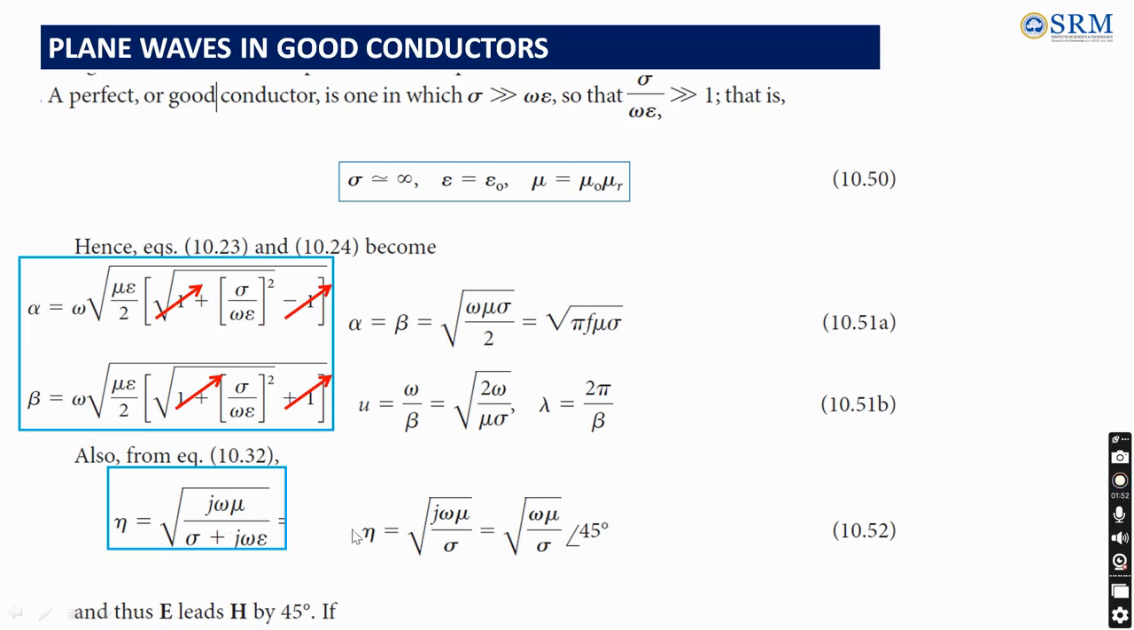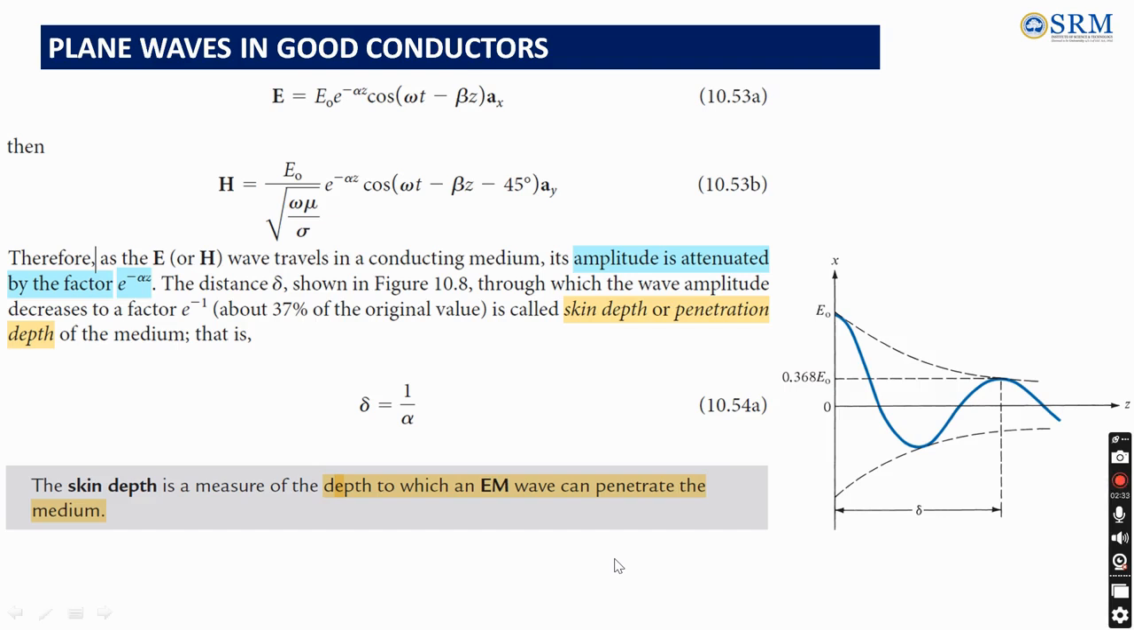For the intrinsic impedance of the medium, if we substitute sigma is very large, I neglect this term. So I get root of j omega mu by sigma. If I want to write it as magnitude and phase, this root j, j means a 90-degree phase shift. Since there is root j, I have to divide that 90 degrees by 2, so a 45-degree angle. What that implies is the electric field is leading the magnetic field by 45 degrees. So we applied the condition that conductivity is very large compared to omega epsilon in alpha, beta, and intrinsic impedance, and we've found the expressions in the case of good conductors.